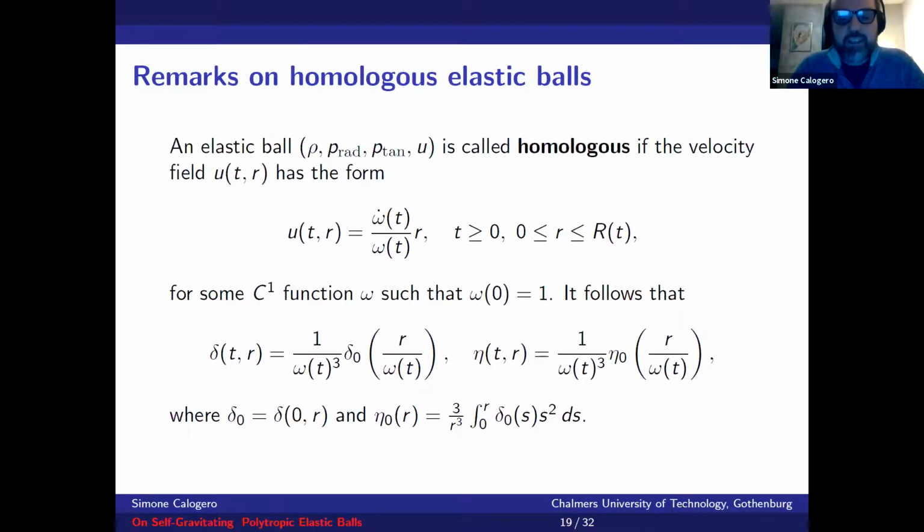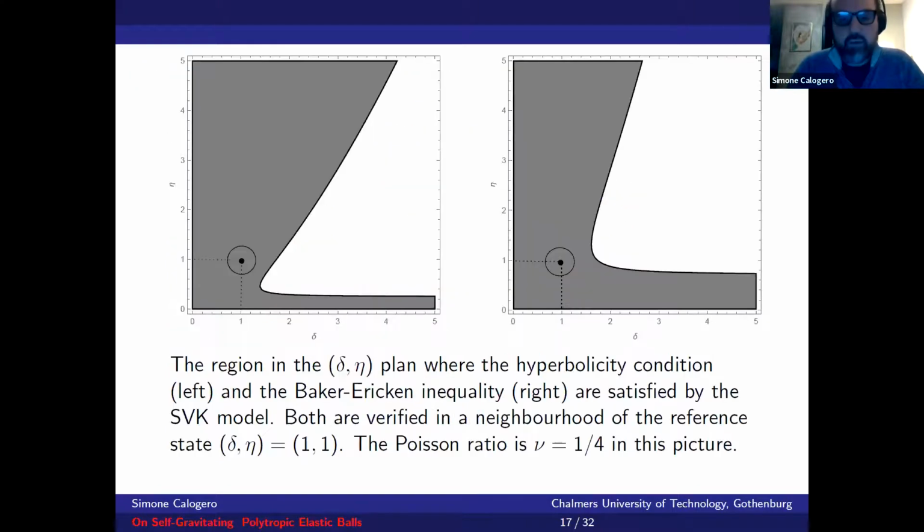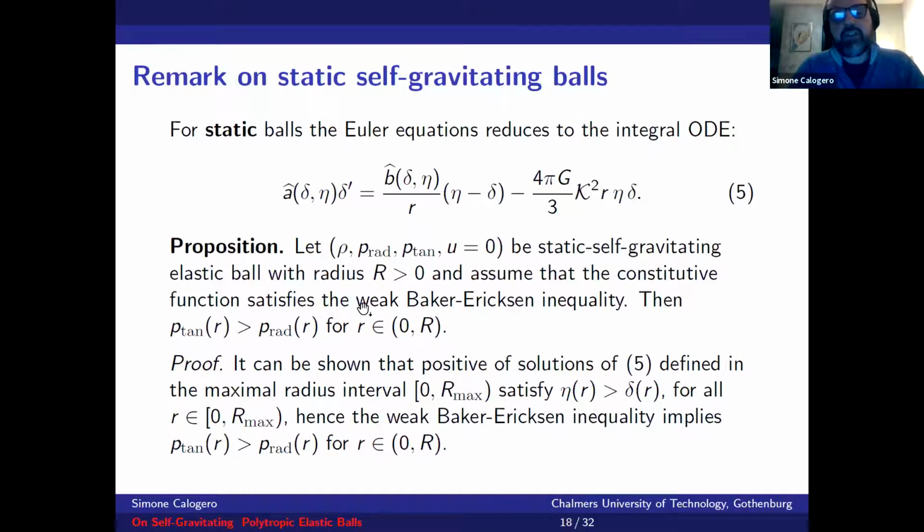So why is this important, by the way? Because if you want to prove the existence of these static self-gravitating balls, you have to show that the radial pressure is positive in the interior, and then becomes 0 on the boundary. But then you should also prove that the tangential pressure is positive, and this is actually the most technical part of the proof, because the tangential pressure usually is very nasty as an equation. But thanks to this Bacher-Eriksson inequality, you don't need to do that, because if you prove that the radial pressure is positive in the interior, then the tangential pressure will also be positive.